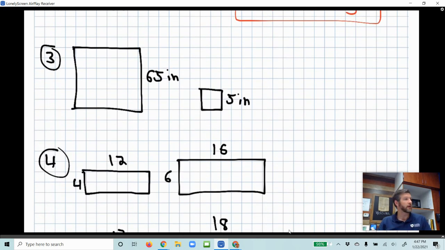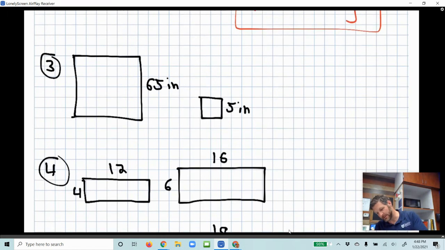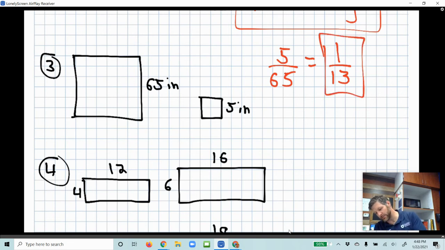Question number 3. What's the similarity ratio for two squares with side lengths 5 inches and 65 inches? Okay, so we went over that. You're simply going to make a fraction. And it doesn't really matter which one you put first. Since in the question it says 5 inches and 65 inches, I'm going to go with that order, even though I drew it in a different order. So I would simply say 5 to 65. Okay, that's your similarity ratio, though you then need to reduce it. You can reduce both of those numbers by 5, and so that's the same as 1 to 13. So the similarity ratio in this case would be 1 to 13. And I'd expect all sides to have that same ratio.